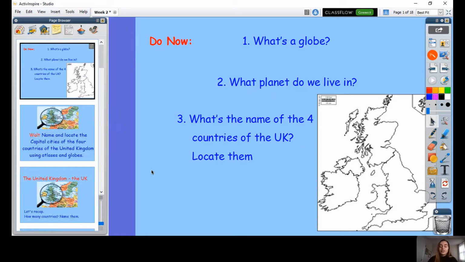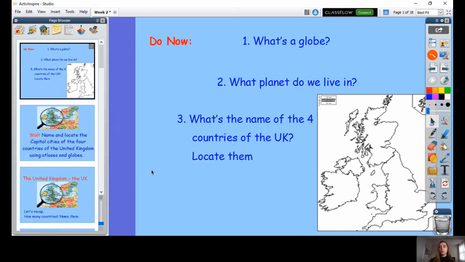Okay, you should have answered those 3 questions and let's go through our answers. Number 1, what is a globe? Excellent. A globe is a sphere shape. Look how it looks like a ball, and it's a sphere model of the Earth, because the Earth is so big and we wouldn't be able to see the Earth because it's too big to fit inside our classrooms or our home. We have a model of it so we can see all the seas and all the countries around the world.